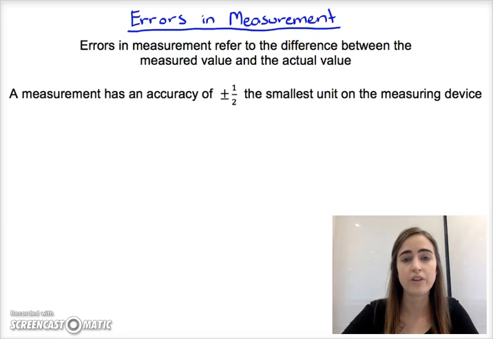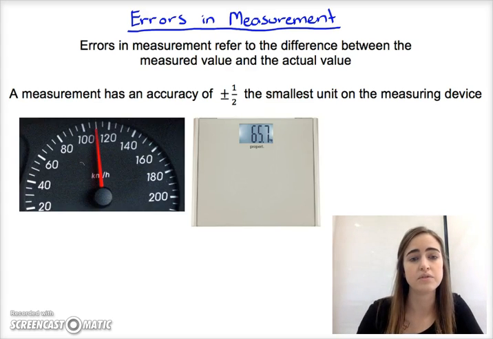In this video, I want to have a look at errors in measurement. So when we say that, we're referring to the difference between the measured value and the actual value. So a measurement has an accuracy of plus or minus a half of the smallest unit that's marked on the measuring device.